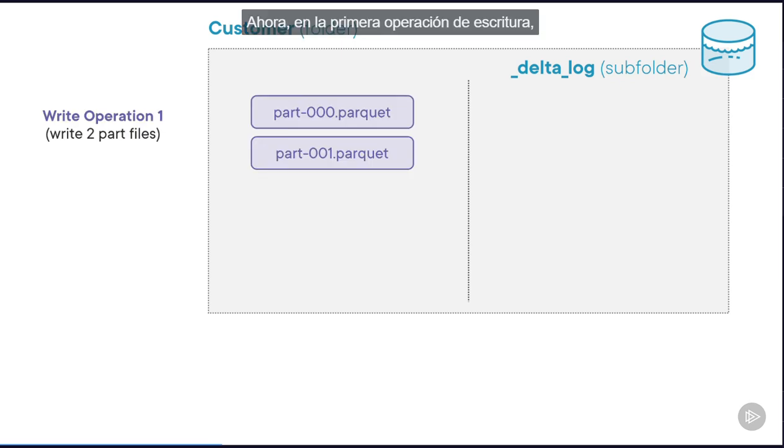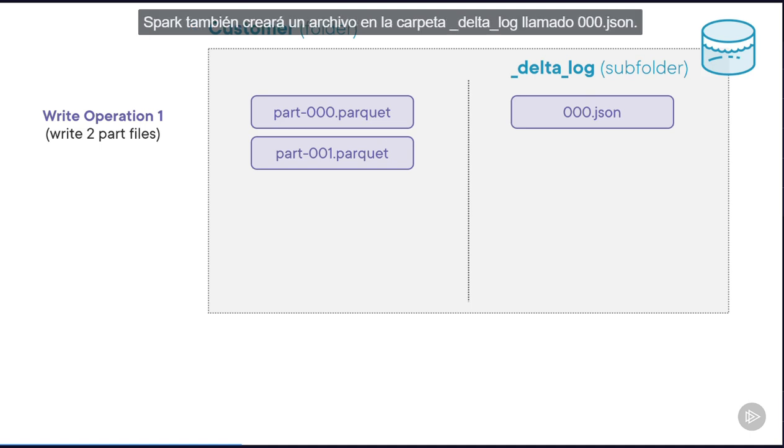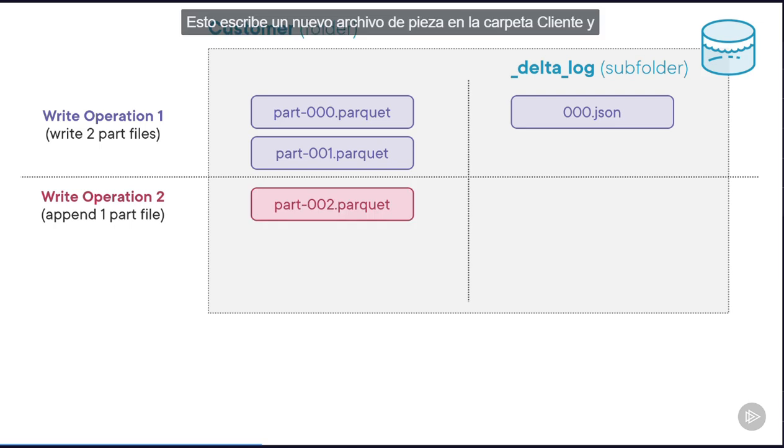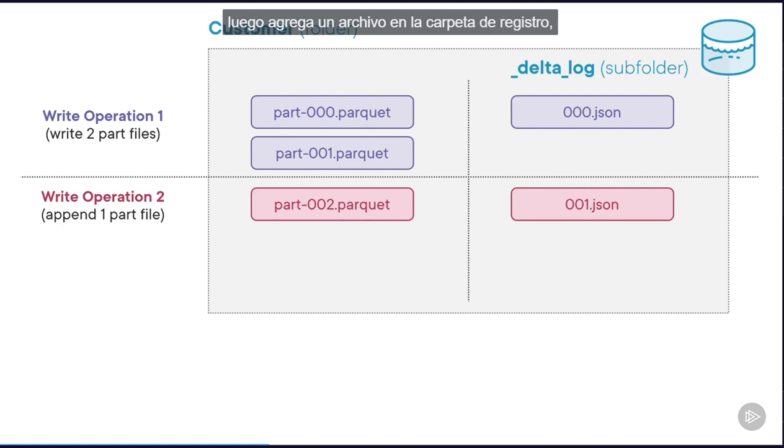Now on first write operation, let's say it creates two part files, 0.parquet and 1.parquet. But since you are storing the data in Delta format, Spark will also create a file in _delta_log folder called 0.json. This is the first transaction entry. Now you want to insert more data. This writes a new part file in customer folder and then adds one file in log folder, 1.json. This is the second transaction entry.